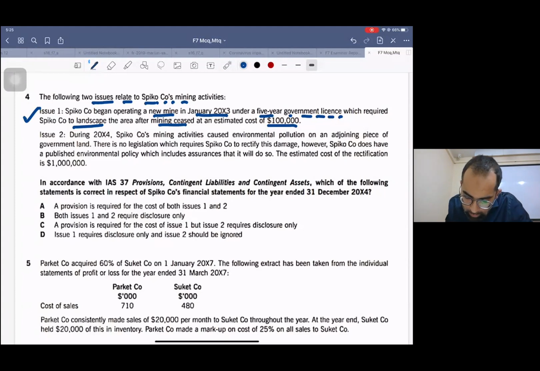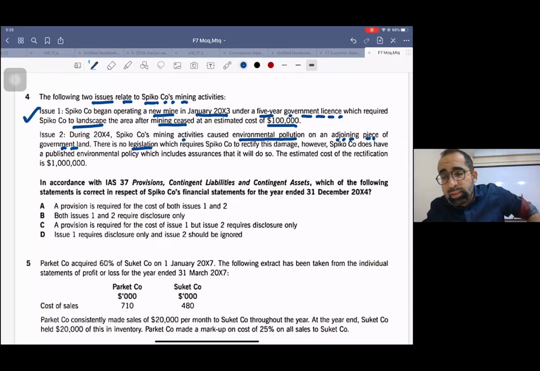Now, number 2. During 2004, Spyco company's mining activities caused environmental pollution on an adjoining piece of government land. There is no legislation. So see, they are playing with your mind. No legislation means there is no legal obligation. But I hope that you know the meaning of constructive obligation as well. There are two types of obligation. One is legal and one is constructive. So let's see, maybe there may be some constructive thing. There is no legislation which requires Spyco company to rectify this damage.